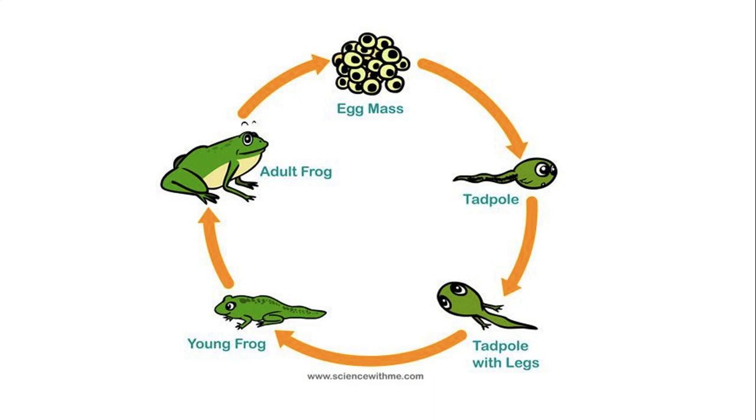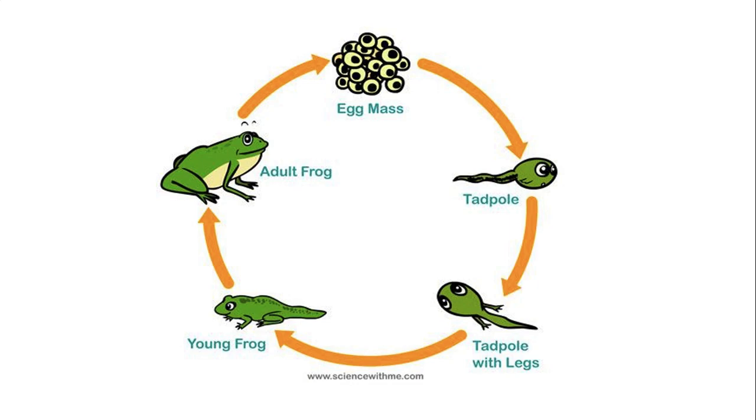We start off with a mass of eggs called frog spawn, which are fertilised. So we have a fertilised egg, and then the eggs divide through cell division, and some of the cells specialise, which is known as differentiation, until we produce a little organism called a tadpole, which has a tail and eyes and a little head.